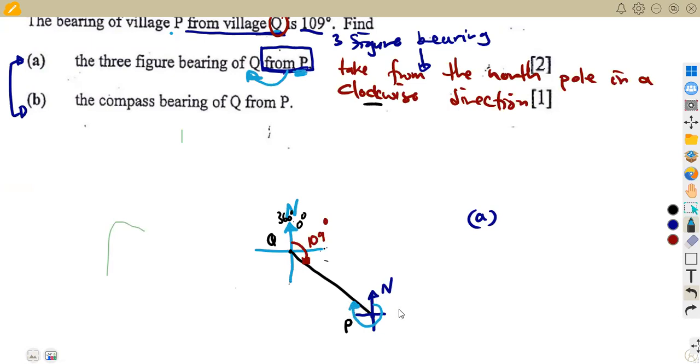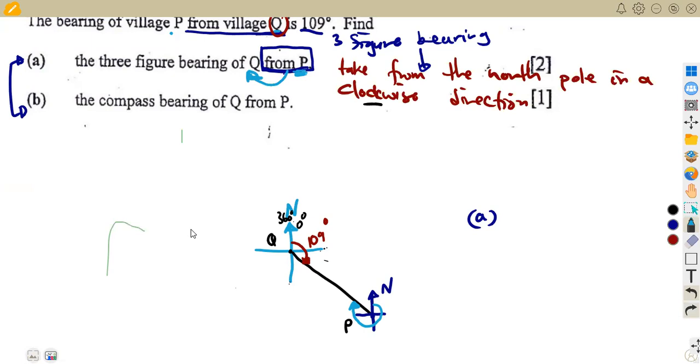So how are you going to calculate this angle? Forget about the bearing now. The bearing part helped us only to draw this part that we are seeing here. That is where bearing was playing a role. The calculation of this angle has nothing to do with the bearing.